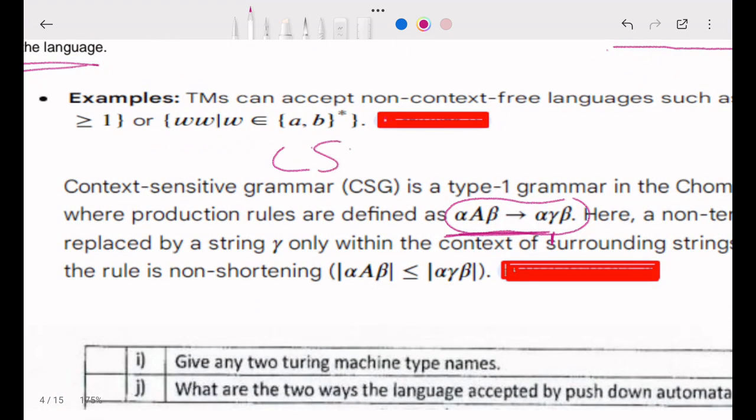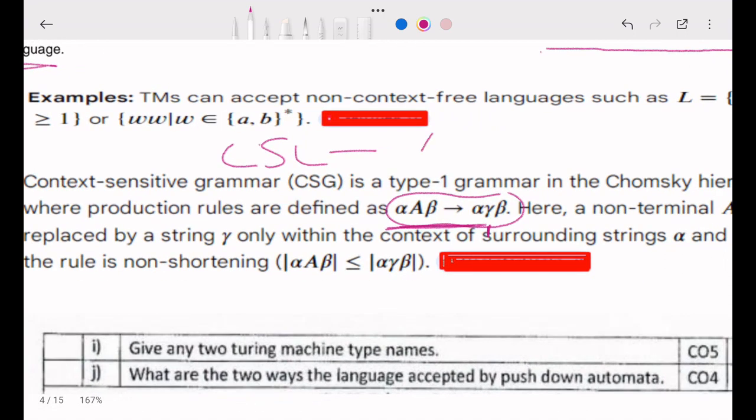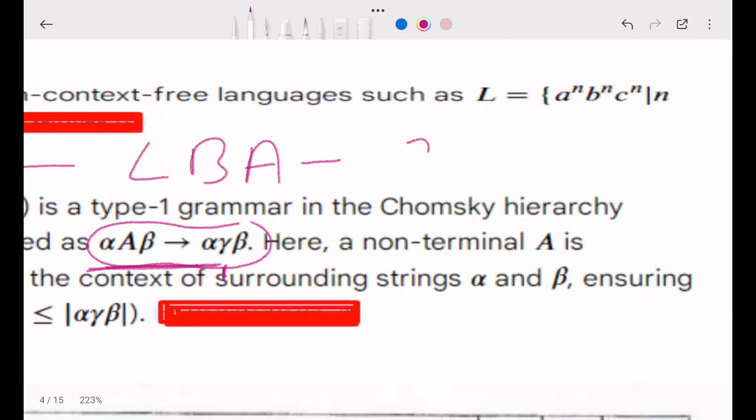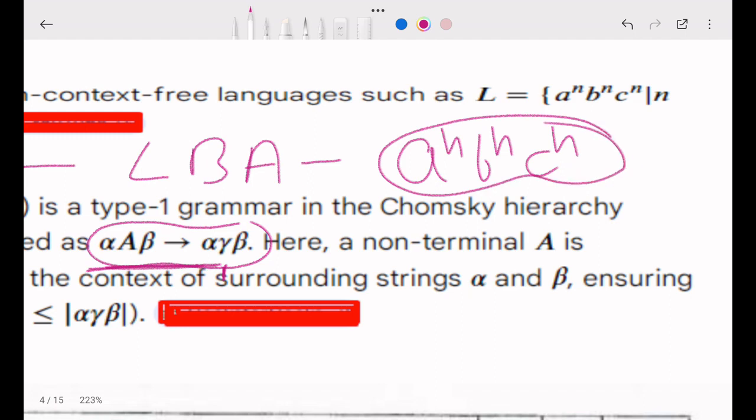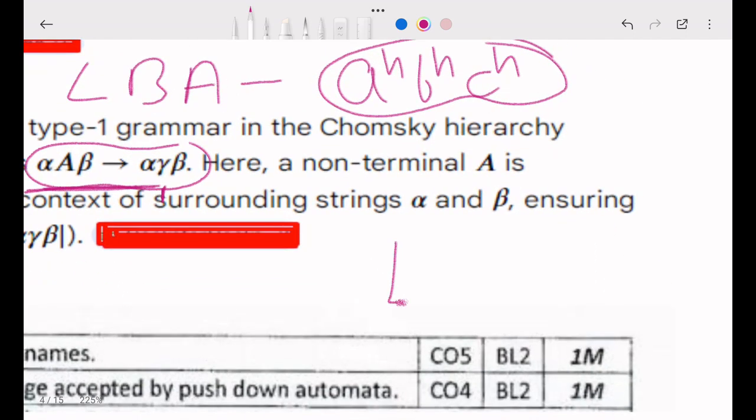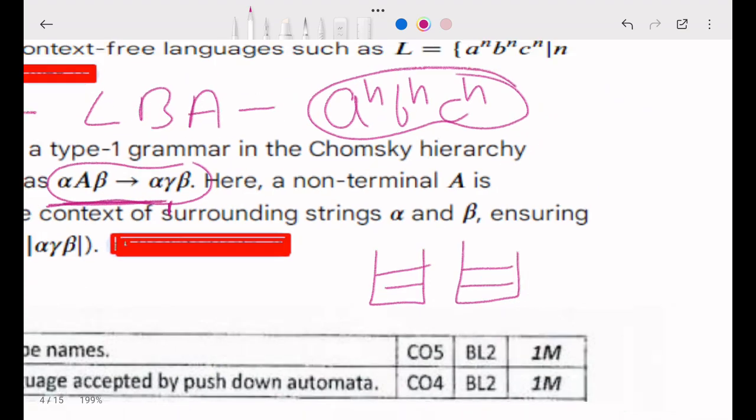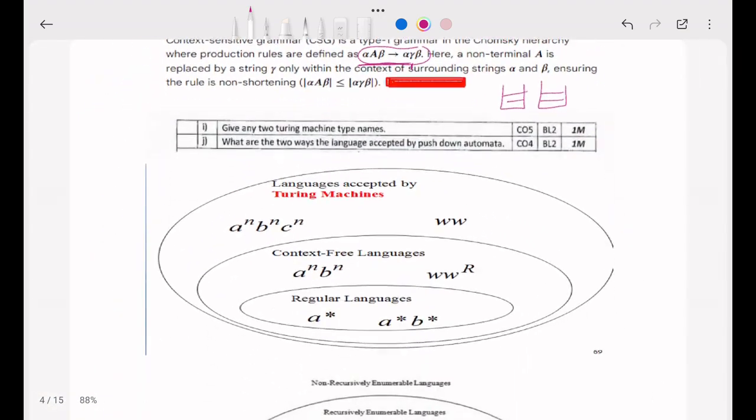Context sensitive language, what is the model? Linear bounded automata, remember. And what is the example? a^n b^n c^n. This is the famous example for the context sensitive language. Why? Because to complete this we need two stacks. We already explained this during our class presentation.